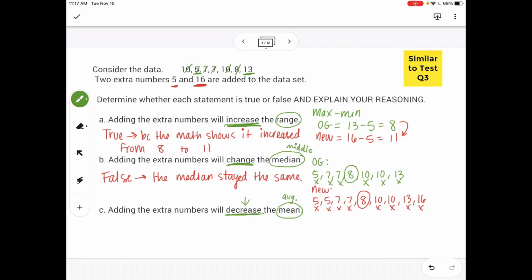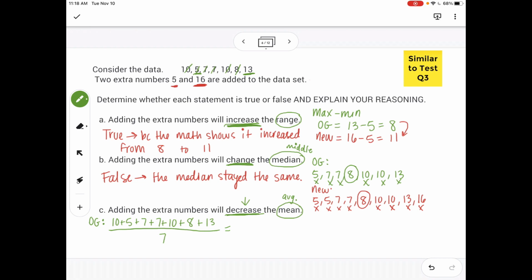Going to also need a little bit more room. So let's set up our original set with adding all the values. So I'm going to show 10 plus 5 plus 7 plus 7 plus 10 plus 8 plus 13 divided by, and then you're going to count how many numbers are in that set. 1, 2, 3, 4, 5, 6, 7 divided by 7.